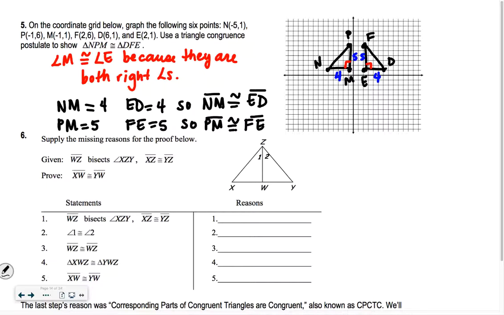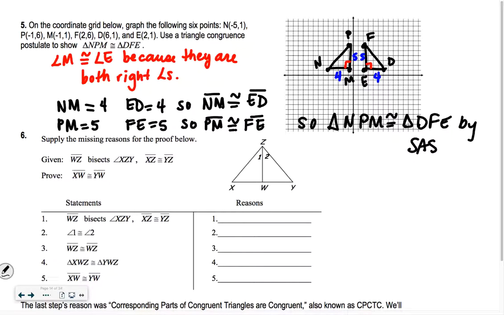Is that enough to say that the triangles are congruent? What do we have? Side angle side. Did you guys see it? So we're going to say, so triangle NPM is congruent to triangle DFE by side angle side, or side angle side congruence if you want.